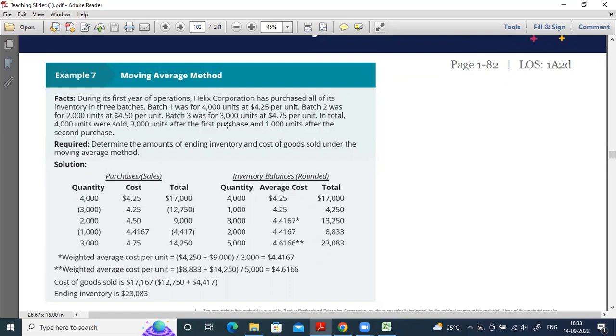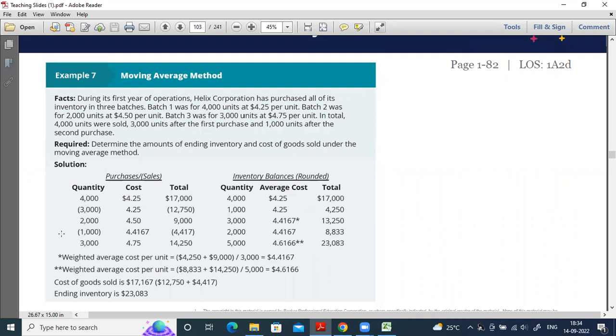Yes, sir. Now here they mention that another 1,000 units were issued, nothing but another 1,000 units were sold after the second purchase. So the second purchase was done in 2,000. So again 1,000 units. So how much did we get here? The weighted average cost, how much did we get here? 4.4167. So 1,000 into 4.4167, the amount will be 4,417. Then 3,000 minus 1,000 it will be 2,000, and there will not be any change in the unit cost, 4.4167, and 2,000 into this we got an amount of 8,833.